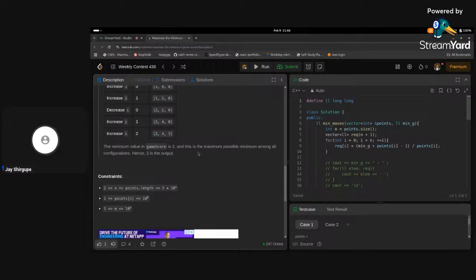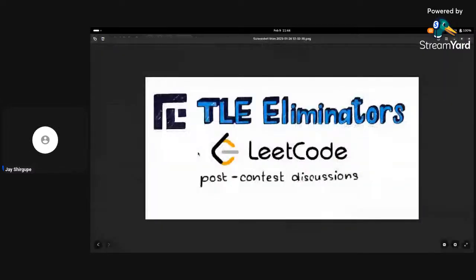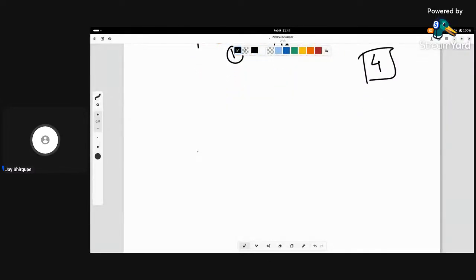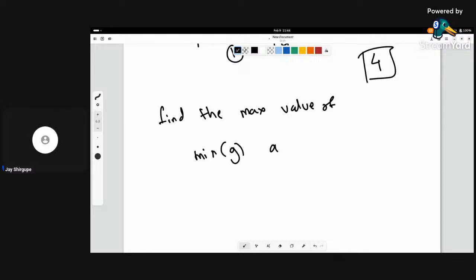And that would be your answer. So what we had to do was find the maximum value of the minimum of this game score after your operations.